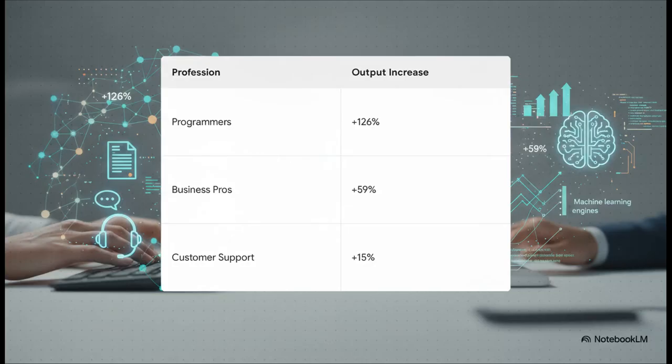We are seeing massive, tangible productivity boosts when humans team up with AI. Programmers aren't just working a little faster, they're completing a staggering 126% more coding projects. Business professionals are cranking out 59% more documents per hour. Customer support teams are resolving 15% more issues. This is what happens when you augment human ingenuity with a tireless machine learning engine. It's a total game changer.